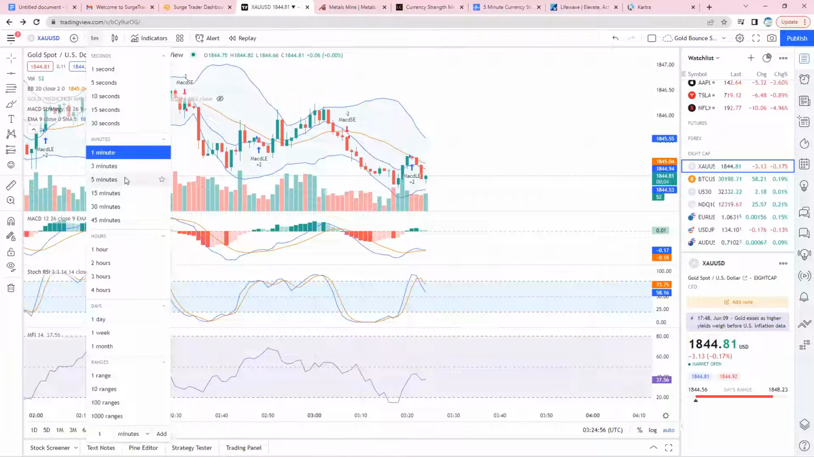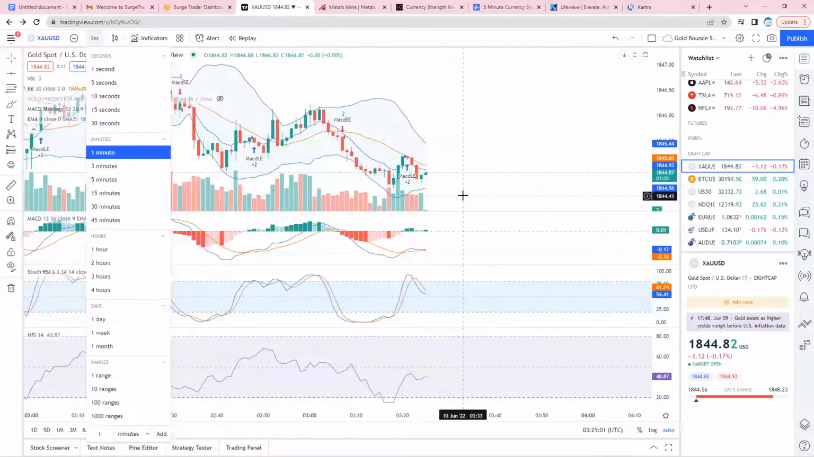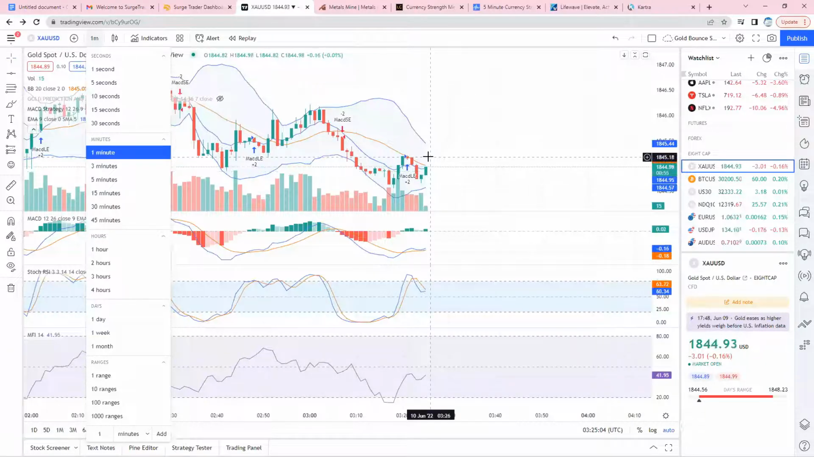Let me see here. This might be the candle going up right here. All right, here we go, you guys. Be ready. We want to catch this around 1845.20.